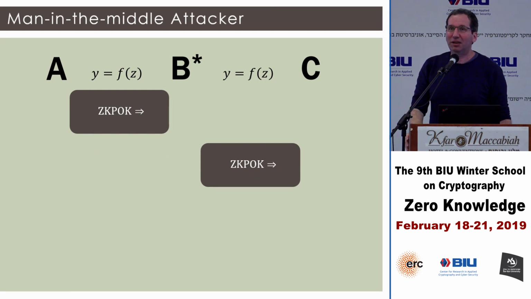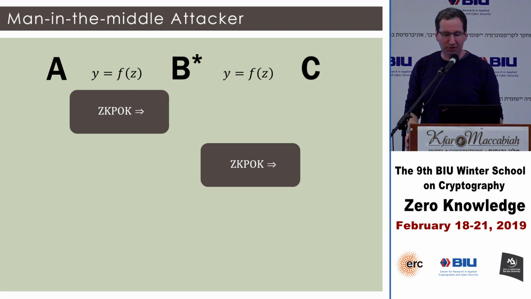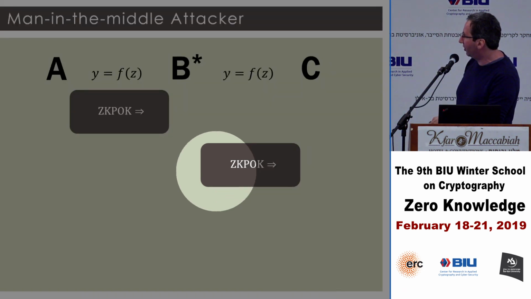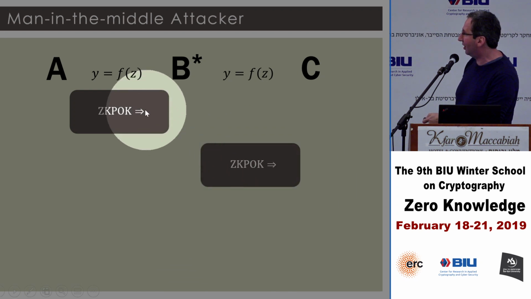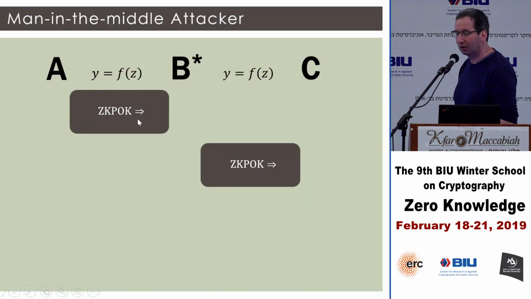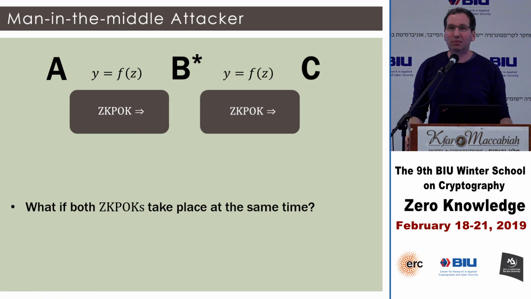Here's one food for thought. When we analyzed the security of the identification scheme, we assumed that the zero knowledge proof of knowledge here on the right-hand side takes place after this is completed. But what if they take place at the same time?